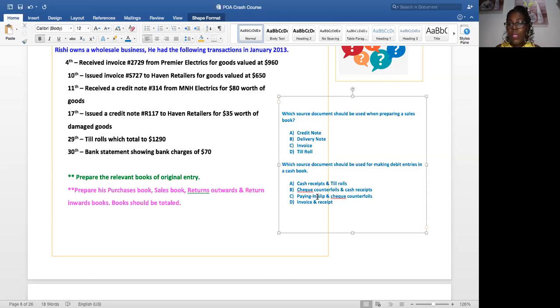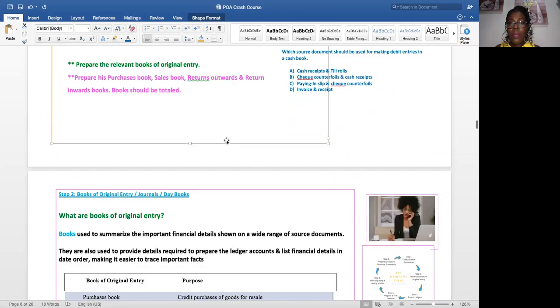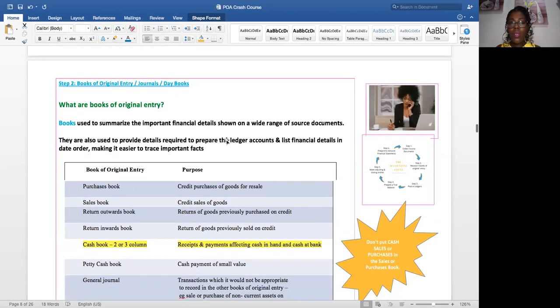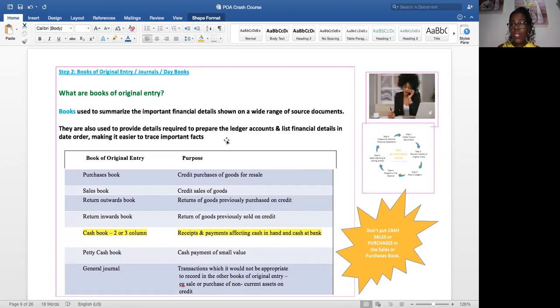The pay-in slip is when you put the money into your bank account. The invoice is when you sell on credit. You give somebody an invoice when you sell on credit or when you purchase on credit. We spoke about a receipt before. Sometimes we see people using invoices also when they do cash sales, but for POA, know that an invoice is used for credit sales or credit purchases.